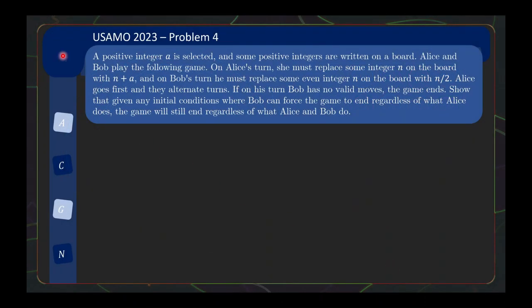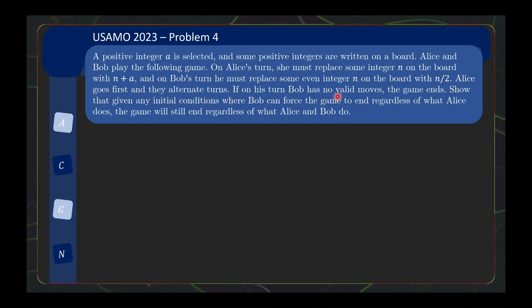So problem 4 is a game played between Alice and Bob. The problem statement is as follows. A positive integer a is selected, and some positive integers are written on the board. Alice and Bob play the following game. On Alice's turn, she must replace some integer n on the board with n plus a. And on Bob's turn, he must replace some even integer n on the board with n over 2. Alice goes first and they alternate turns.